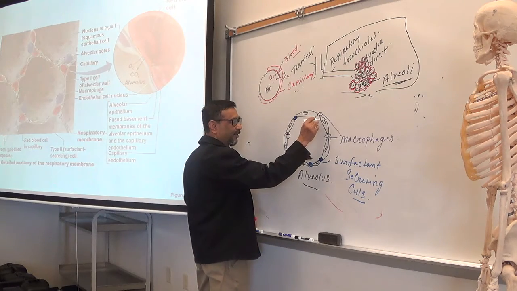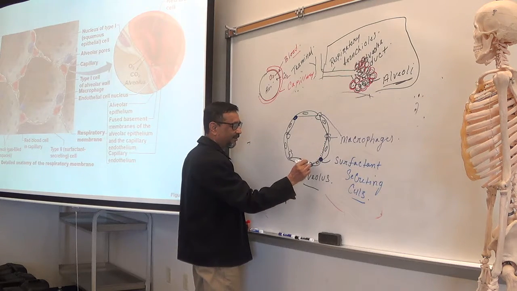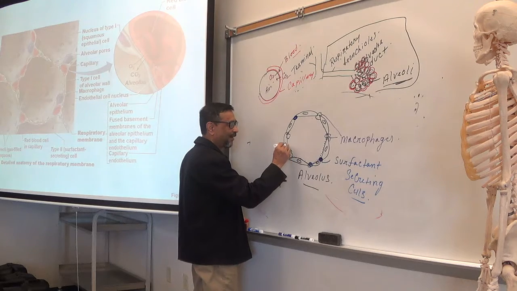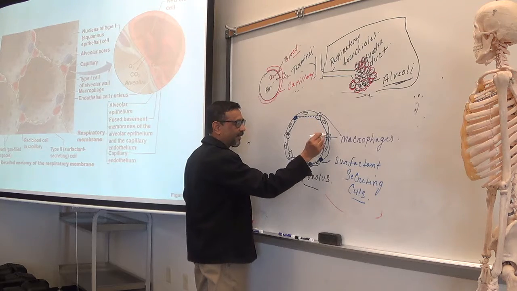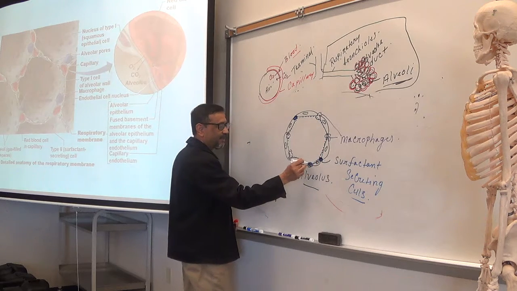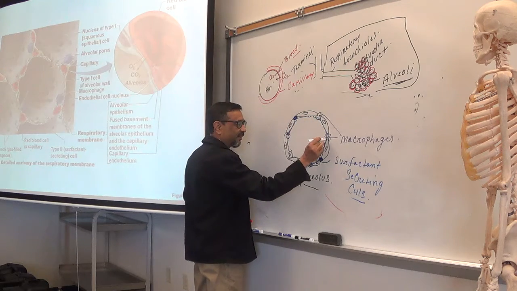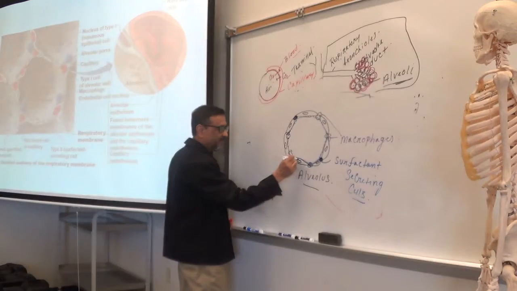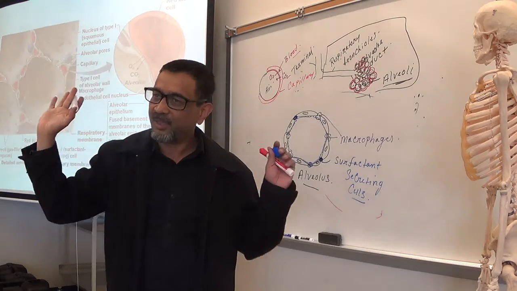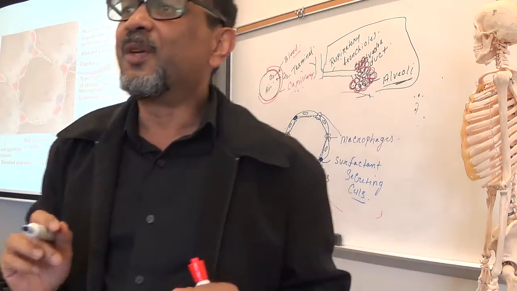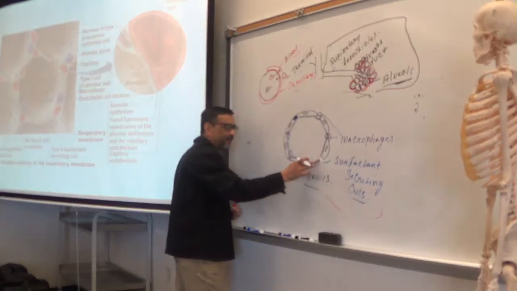What does that surfactant do? The surfactant molecules get attached to the wall, and these molecules keep the alveoli open, creating a surface tension that keeps the alveoli what? Open. Is it clear?